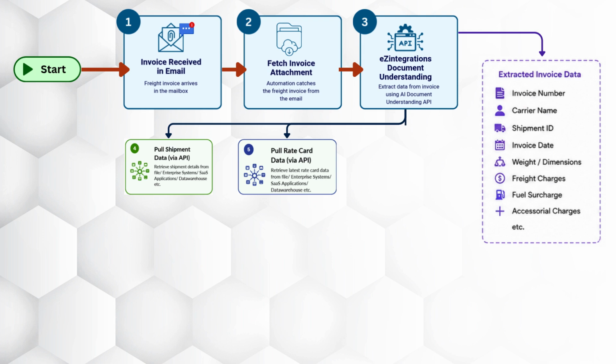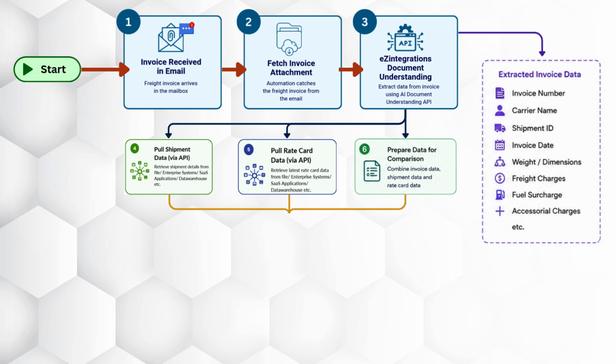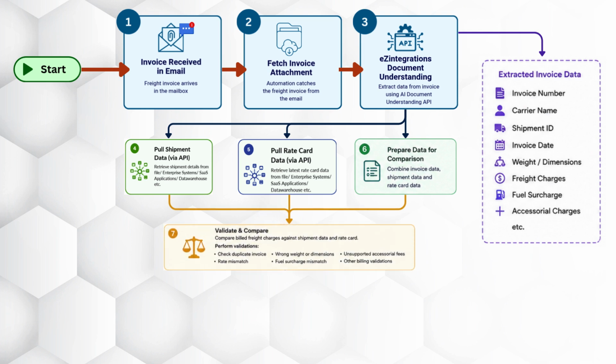Once all the required data is collected, the system consolidates the invoice data, shipment data, and rate card information into a unified validation engine. Now begins the intelligent comparison and validation process. The automation compares billed freight charges against the actual shipment details and approved carrier rates. This entire process happens automatically within seconds with high accuracy.